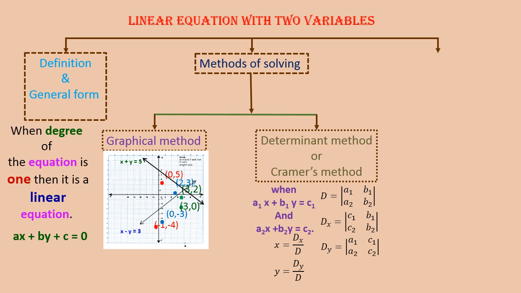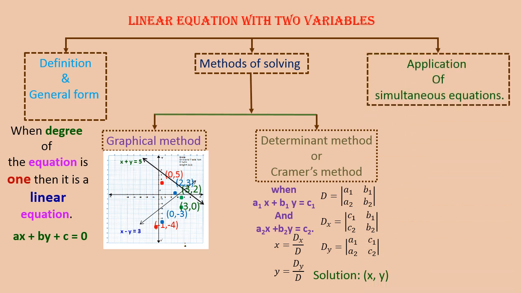We also need to find the value of the determinant given to us. I hope you all remember LD minus RD, left diagonal digits minus right diagonal digits. So the solution you will get as x comma y.